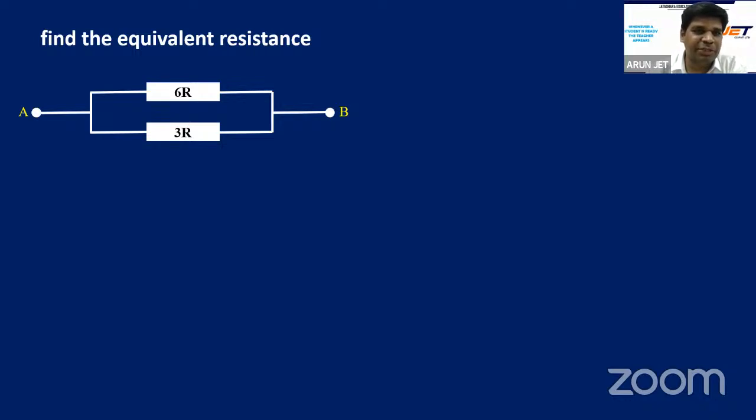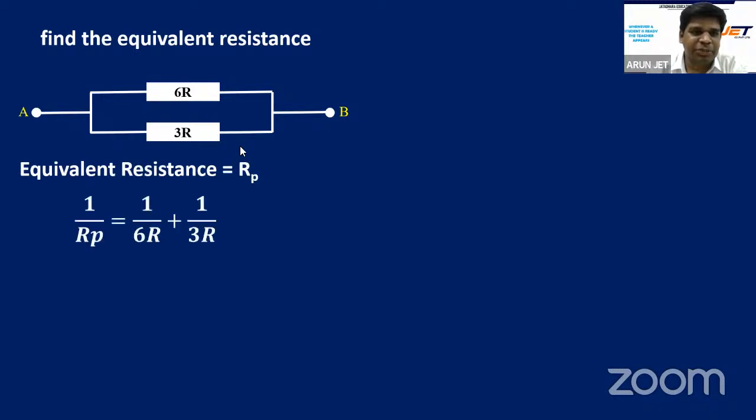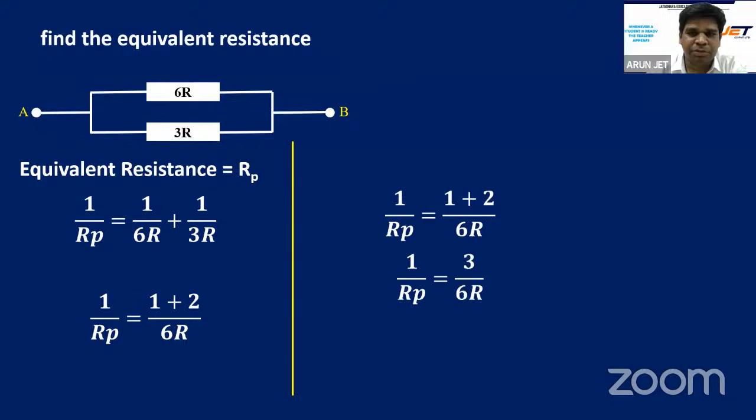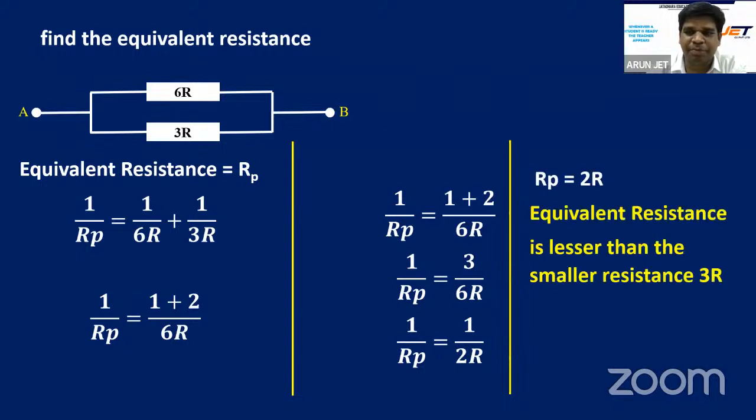I'll go ahead with the solution. Equivalent resistance is RP, let's say. So 1 by RP is equal to 1 by 6R plus 1 by 3R, which is equal to 1 plus 2 by 6R, which is equal to 3 by 6R. So RP is equal to 6R by 3, which is RP equal to 2R.